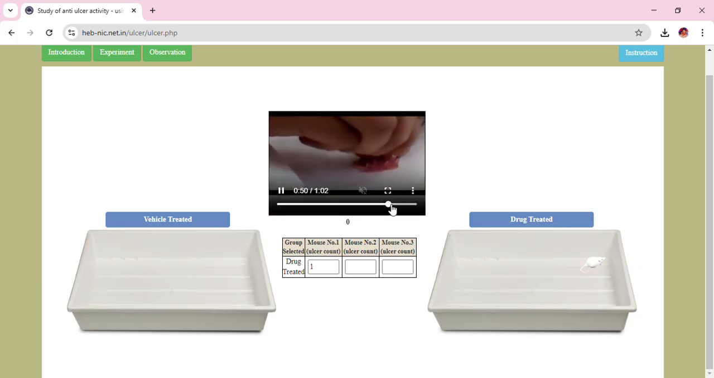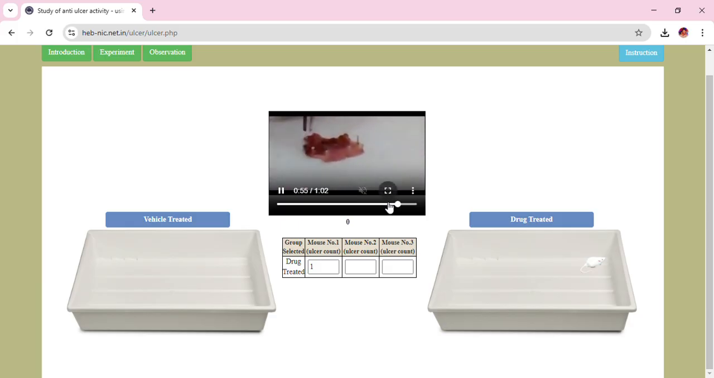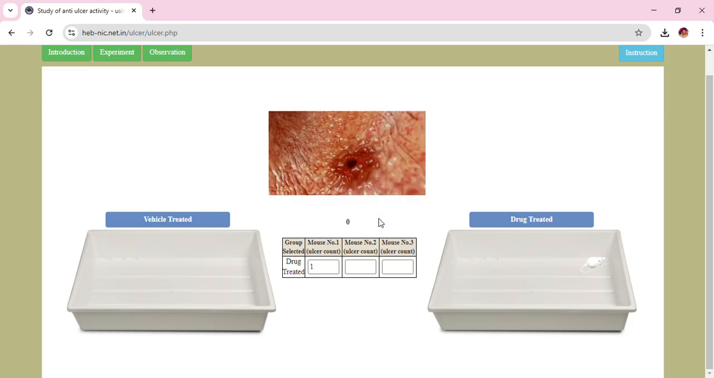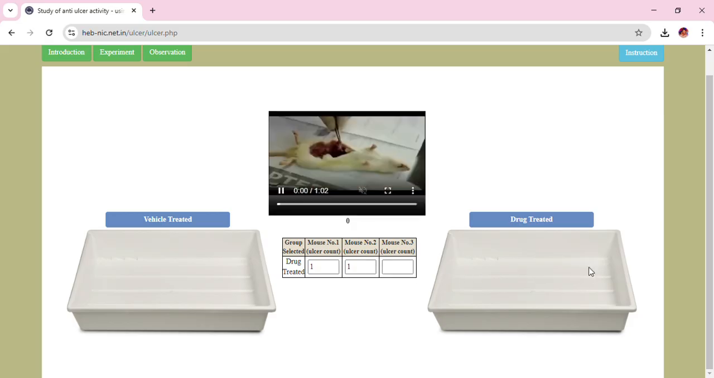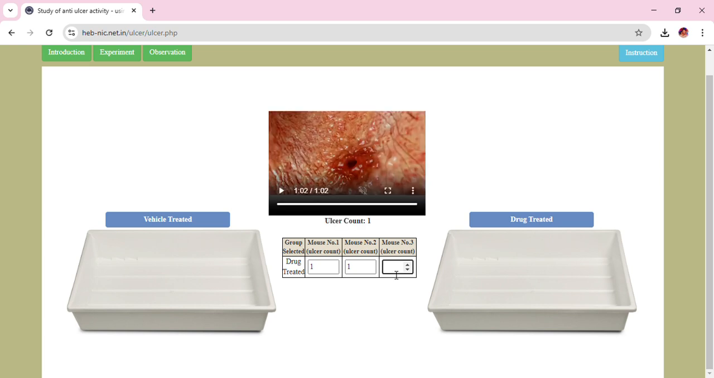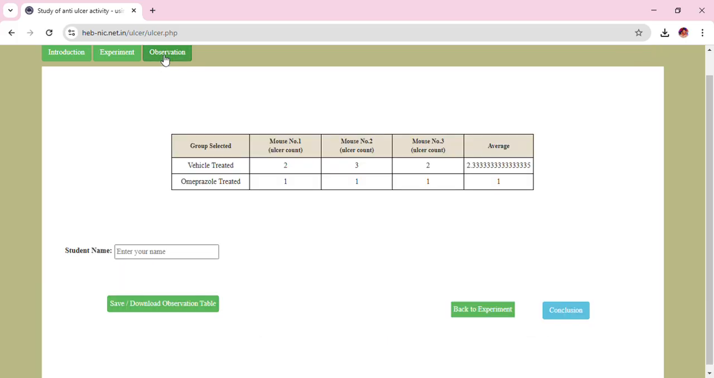Without wasting time, we will directly go to the last step and count the ulcers. So again the score is 1. Same for the third one. Here again the count is 1. Okay, now the experimental procedure is completed. We have to move towards the observation.